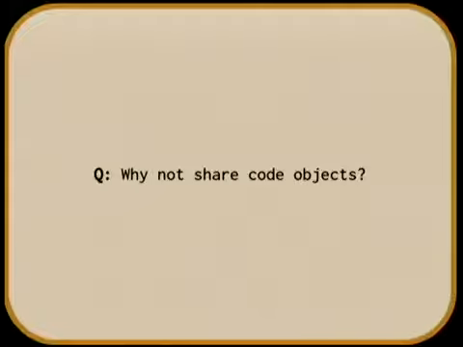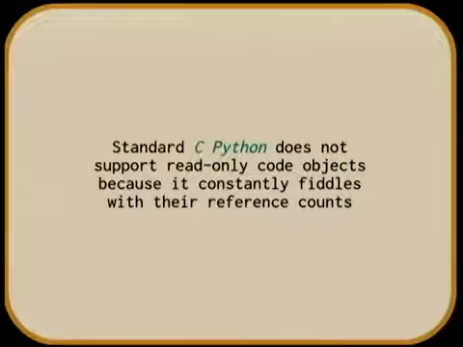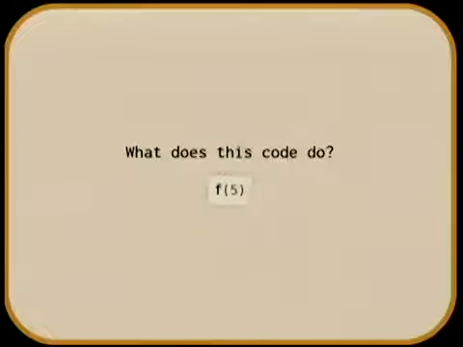Now, why don't we come up with some really, really fancy way to try to make that happen, where we could load in Python code in what looked like a normal system library and share it? Why not make them read-only? At the moment, the big problem, as we'll see more about later, is reference counts. Standard CPython does not support read-only code objects because as you use them, it constantly fiddles with something called their reference count, which is how it remembers when to deallocate old objects.